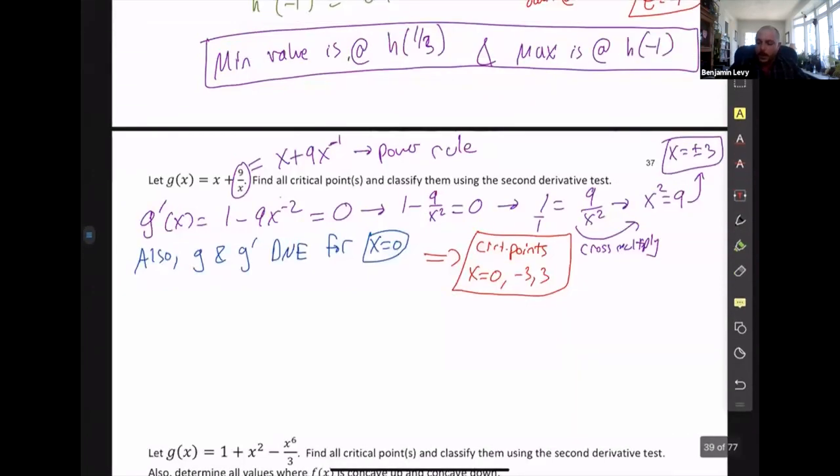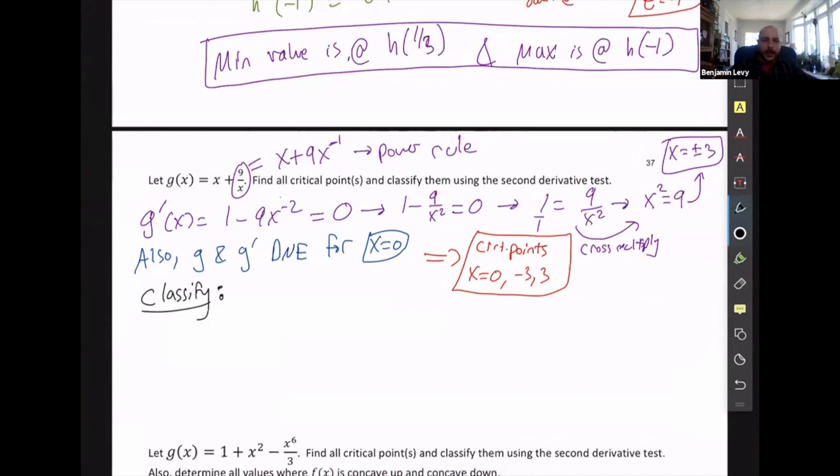Okay. And so let's classify them. That's the last step. Well, x equals 0 is very clearly a discontinuity, right? Because it came from dividing by 0. So that's not one we need to plug in anywhere. Or if you tried to plug it in, you'd get errors in your calculator and stuff. And so that's just another indication it's a discontinuity.